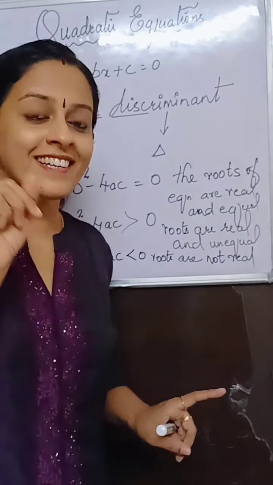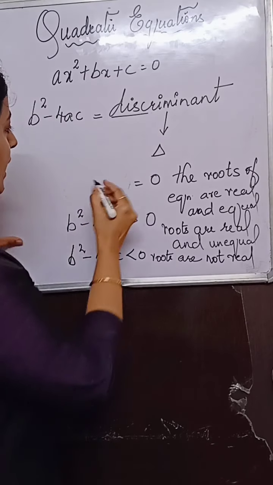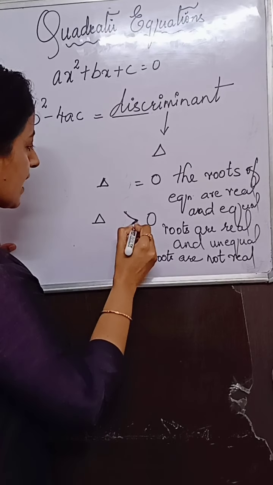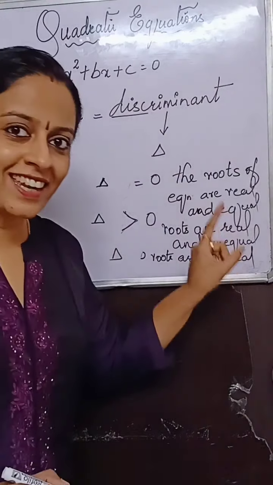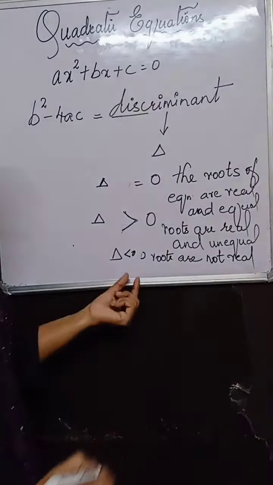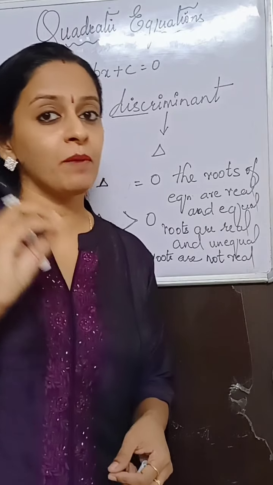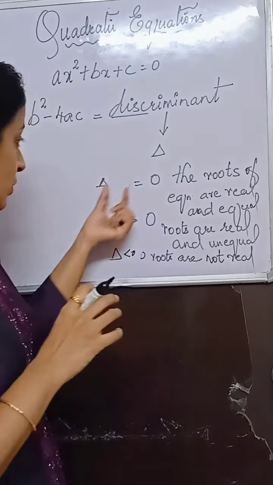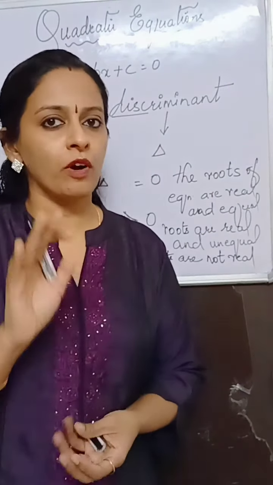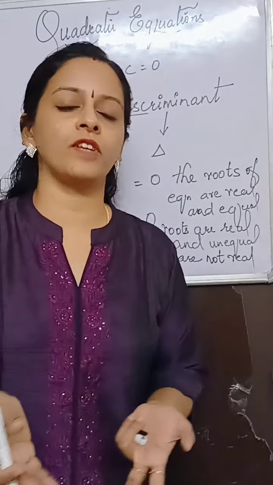What is delta? It is the discriminant. It is b square minus 4ac. So in place of b square minus 4ac, I can use the symbol delta. If delta is greater than 0, then the roots are real and unequal. If the value of delta is less than 0, then the roots are not real. Delta equal to 0, roots are equal and real. I hope you understood. This discriminant decides the nature of the roots.